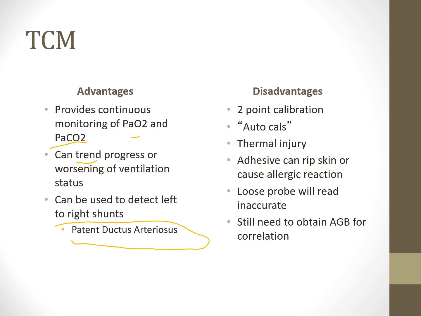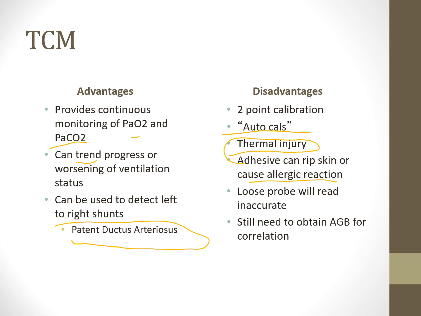Disadvantages of the transcutaneous: it requires 2-point calibration. It will auto cal every time it's moved. Thermal injury, which is burns, is one of the big ones. The adhesive tape can cause skin to be torn, like we talked about with taping an ET tube. Especially taking tape off of a baby's skin can just tear it.